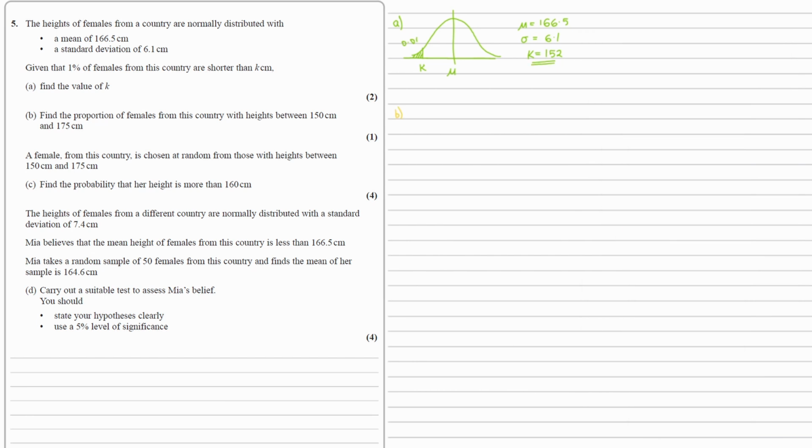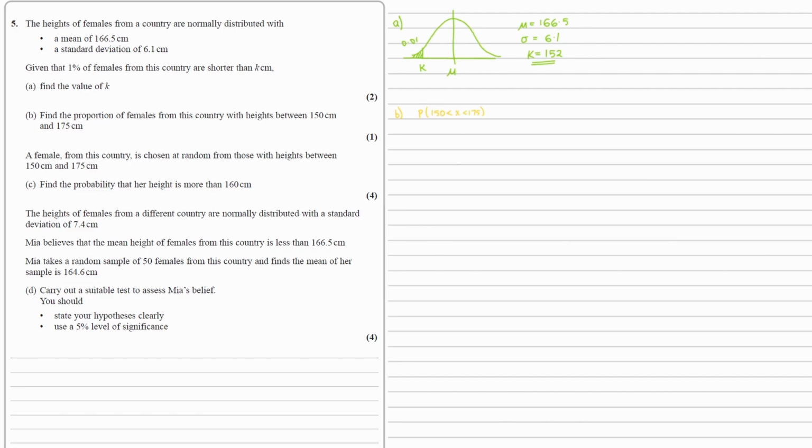Part B says, find the proportion of females from this country with heights between 150 centimeters and 175 centimeters. So for this, we are looking for the probability of the height being between 150 and 175 centimeters.